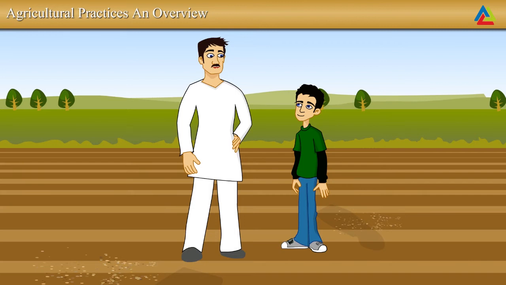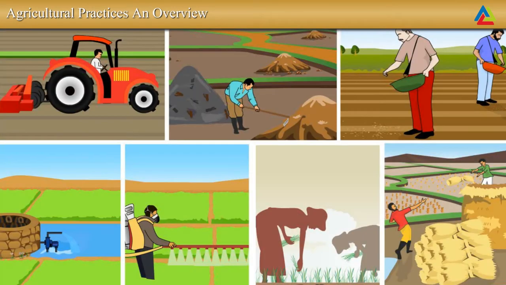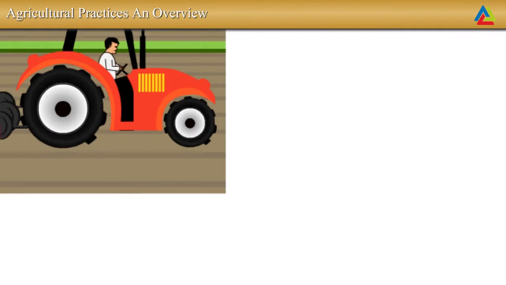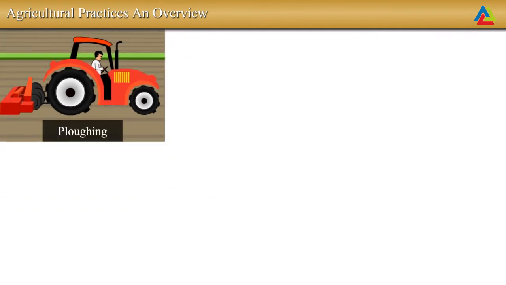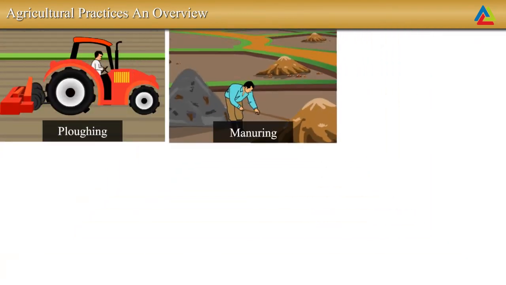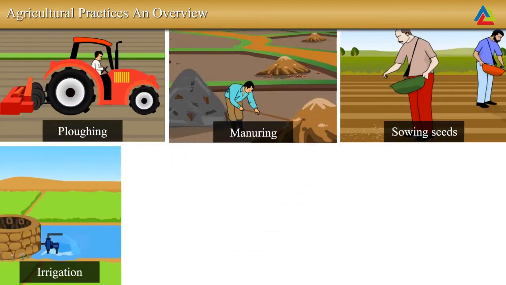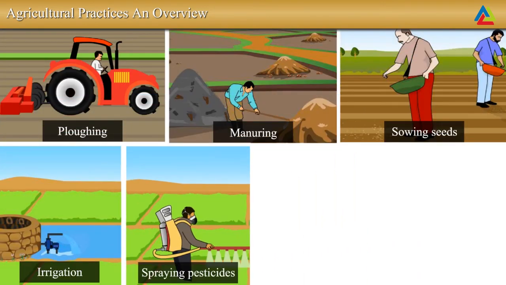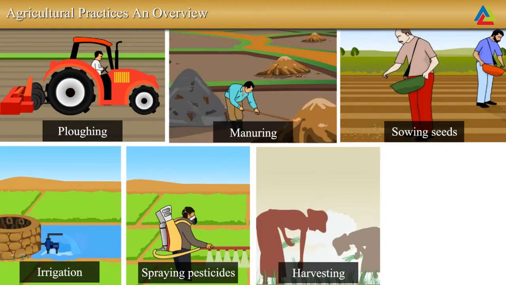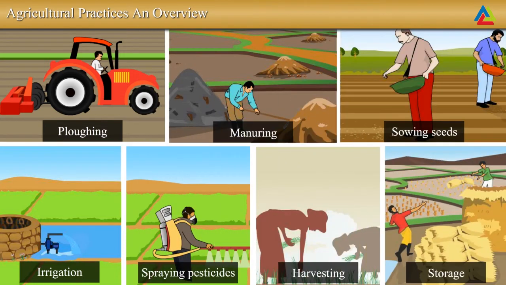Many acts are to be performed before cultivating a crop. These are called agricultural practices. There are different agricultural practices like ploughing a field to loosen the soil, manuring for good yield, sowing seeds, irrigation, spraying pesticides and weedicides, harvesting of the crops and storage.